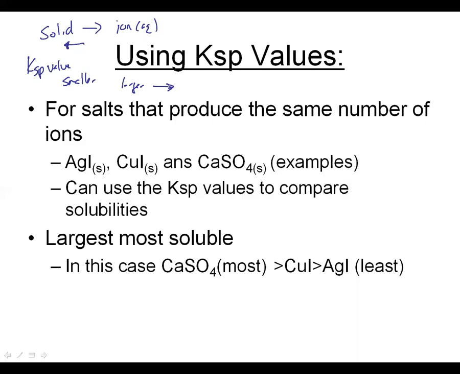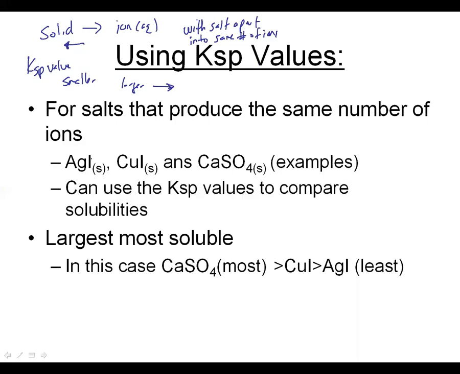So we can compare the Ksp values for salts, and there's an important rule that you have to follow if you want to do that. And the rule is you can only use the Ksp values with salts that break apart into the same number of ions.